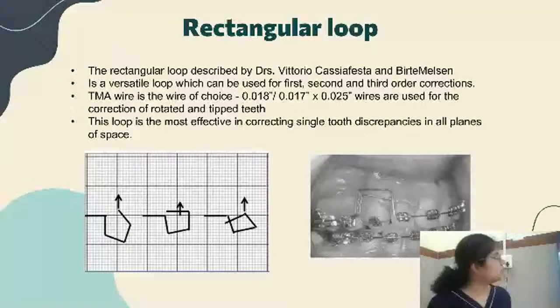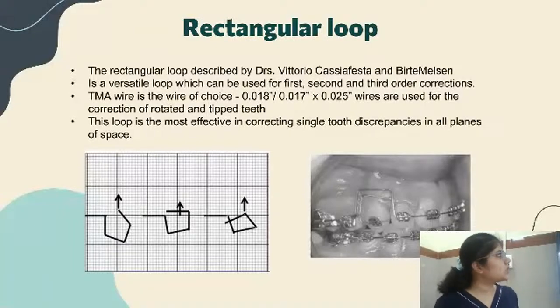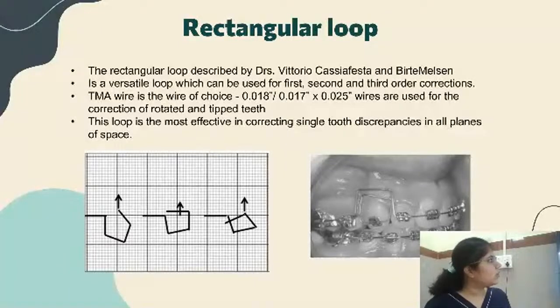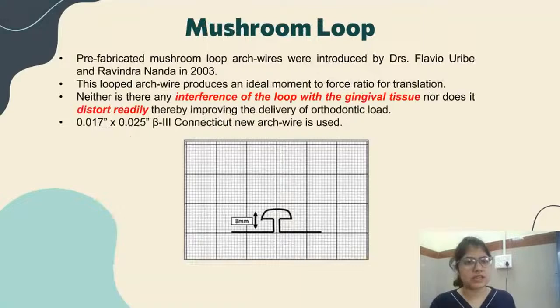Next is rectangular loop. The rectangular loop was described by Dr. Vittorio Cassia Festa. It is a versatile loop which can be used for first order, second order, and third order corrections. It is made of TMA 1725, and this loop is the most effective in correcting single tooth discrepancies in all planes of space. The next is mushroom loop.